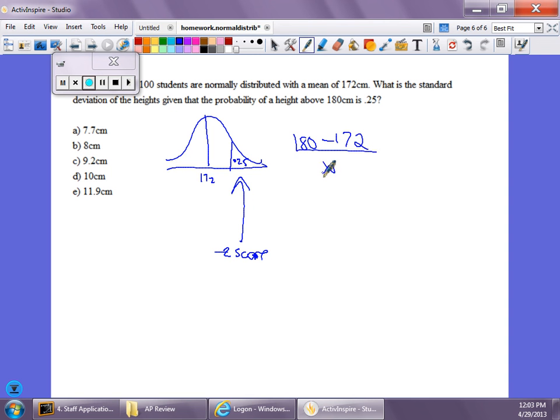X is the unknown, the standard deviation. And the z-score, while I'm not going to give it to you, it's not an unknown value. You can figure it out knowing that the top 25% were above 100. That concludes the helpful hint for normal distribution.